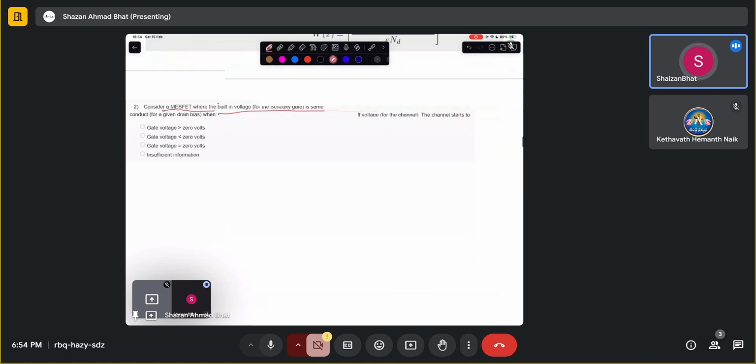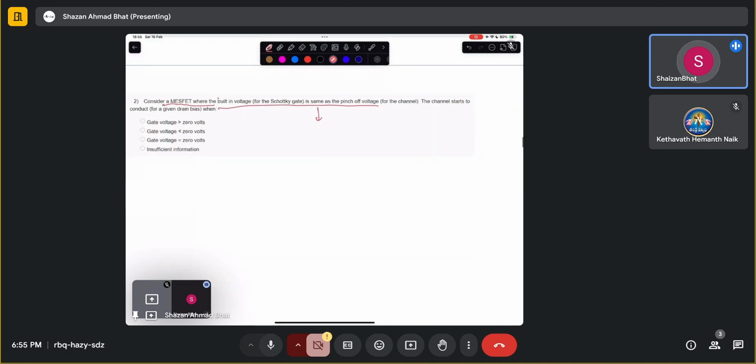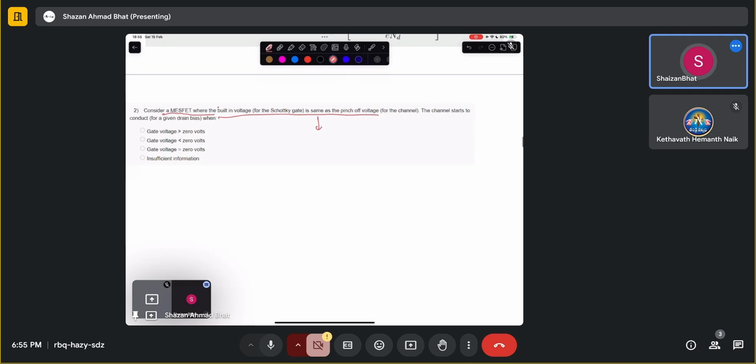Yeah, this one. So if you see the relation between the pinch-off voltage and the... what is the question? Built-in voltage is same as pinch-off voltage. Okay. So it's saying that built-in voltage is basically same as pinch-off voltage. That means the threshold voltage is basically zero, because the threshold voltage for these devices is built-in voltage minus the pinch-off voltage. Okay. So that means the threshold voltage is going to be zero.